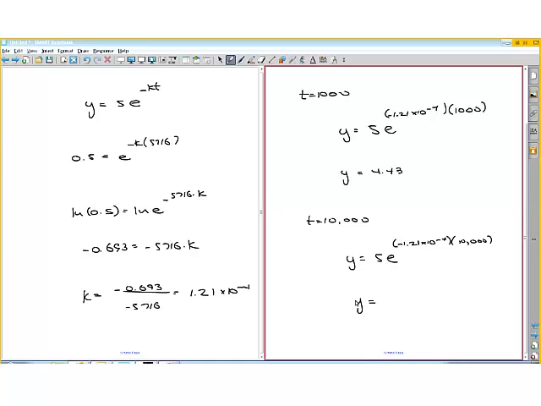So we can actually just recall the previous equation and change 1,000 to 10,000. So insert a 0 in there, and I get 1.49. These are grams. And now we're just going to check the answer. 4.43, 1.49. Done.